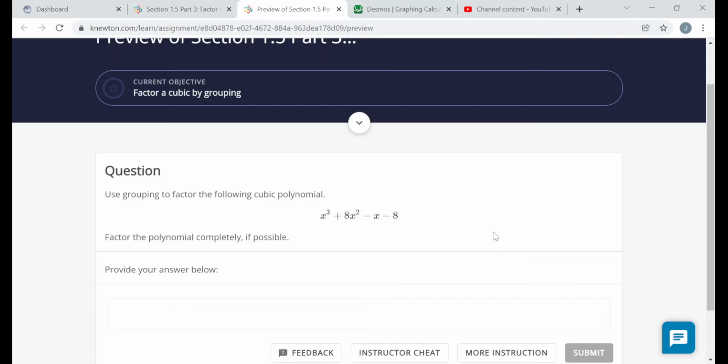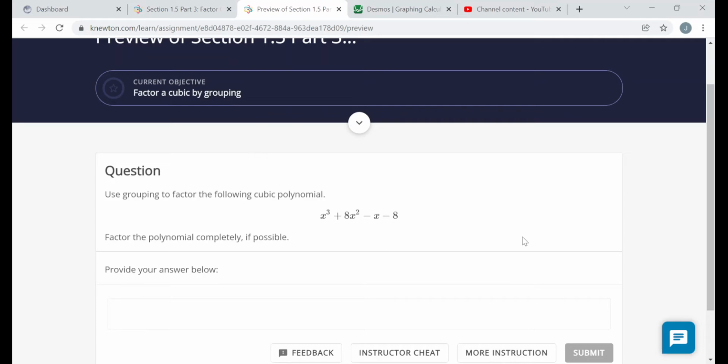Alright, so I'm going to get started here. The first question I'm doing is on this objective: factor a cubic by grouping. Now in section 1.5 part 1, I did some factoring by grouping, involving some quadratic polynomials. So the grouping procedure doesn't change here. This factoring by grouping I'm going to be doing is exactly the same as in section 1.5 part 1. So I'm not going to go over the method again, I'm just going to do it.